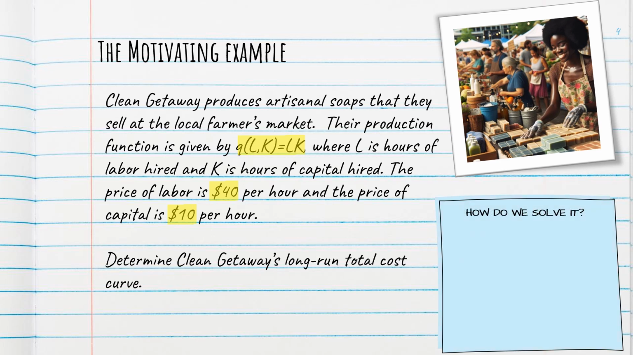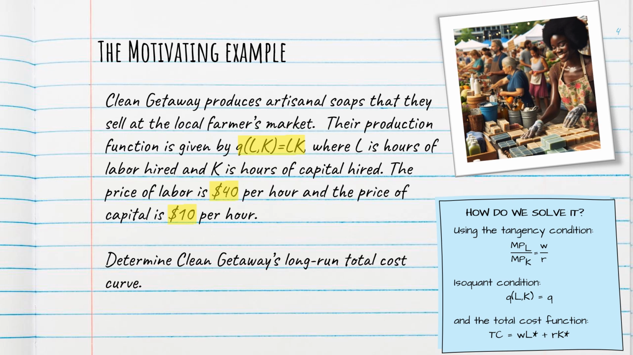How do we go about solving this question? Well, we need the tangency condition as well as the isoquant condition or production constraint. That's going to allow us to solve for the demand for labor and the demand for capital. That puts us one step away from a total cost curve. And the third condition we need to find the total cost curve is the baseline total cost function. That total cost is equal to the wage times the demand for labor plus the rent times the demand for capital. So in my mind, solving for a total cost function is just one step farther than solving for the demand curves for labor and capital.